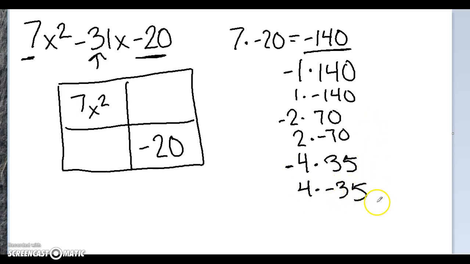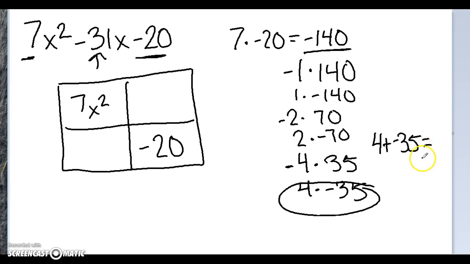And I'm going to stop right here because 4 plus negative 35 would give me negative 31, which is the number that I'm after. So these are the factors that I want. I'm going to put one factor in each of these middle boxes. It doesn't matter which one goes where. And then the other thing that goes in these middle boxes is an x. Since my middle term has an x as its variable, each of these terms gets an x.